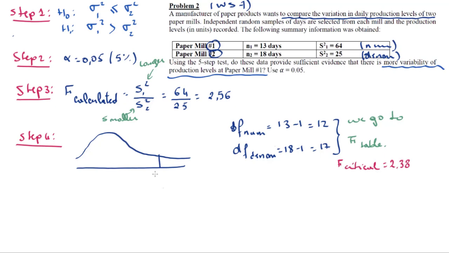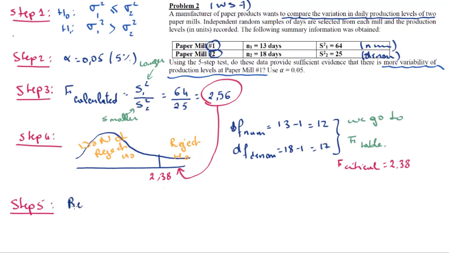If F calculated is less than 2.38, we do not reject H0, while if it is higher than 2.38, we reject H0. In our case, 2.56 is higher than 2.38, so we reject H0.